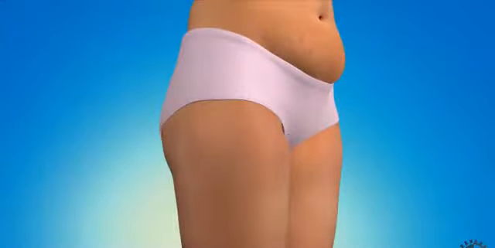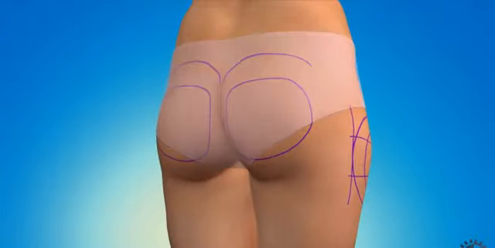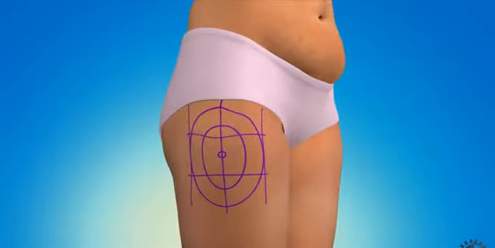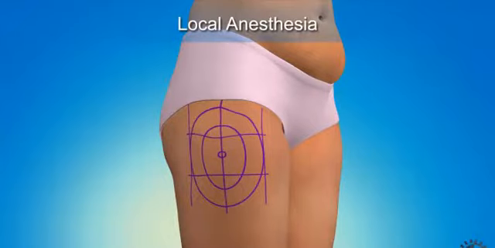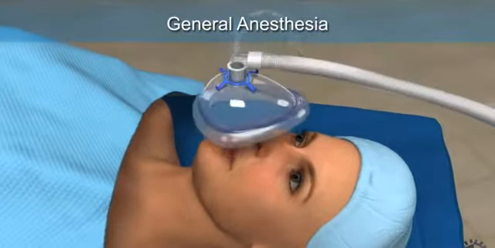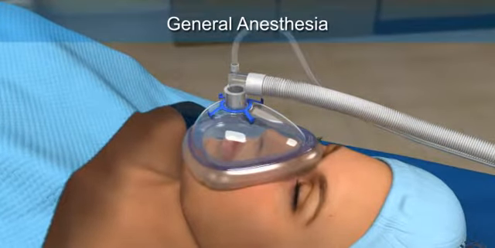Your surgeon will carefully mark the areas where fat will be removed and the areas where fat will be injected. These markings will be used as guidelines during the procedure. Fat transfer may be performed under local anesthesia, where only the surrounding area is numb. Alternatively, for procedures involving large or multiple areas of the body, you may be asleep under general anesthesia.